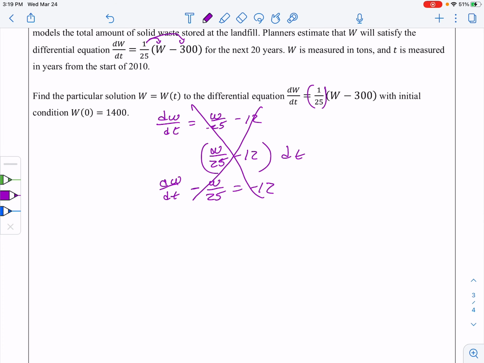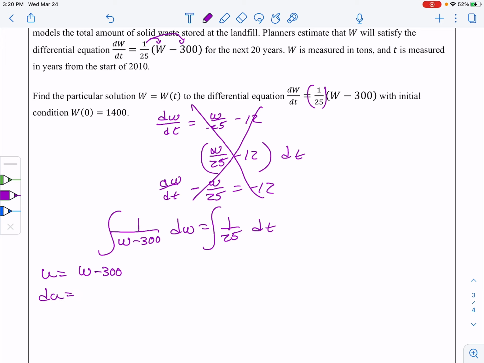So I'm going to bring this over here, so I get 1 over W minus 300 dW equals 1 over 25 dt. And I leave the constant with the t. Okay, now u is equal to W minus 300. du equals dW. So I have the integration of 1 over u du equals 1 over 25, the integration of dt.